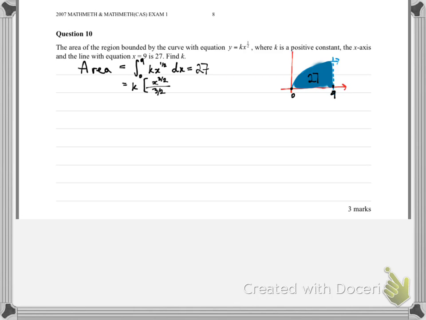So, integrate, let's find the antiderivative. We add 1 to the power and divide by the new power. And we get this. And when we substitute 9 in, we have to recognize that 9 to the power of 3 on 2, well, that's the same as the square root of 9 and then all to the power of 3. Well, we know what the square root of 9 is. That's 3, and then 3 cubed is the number 27. There it is.